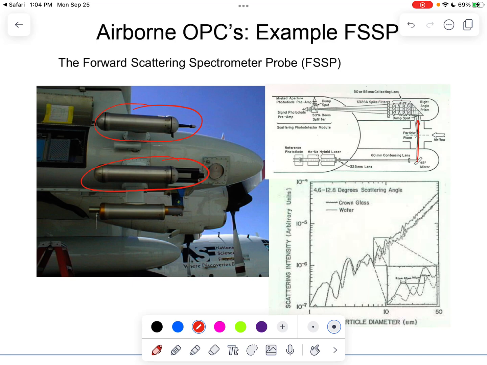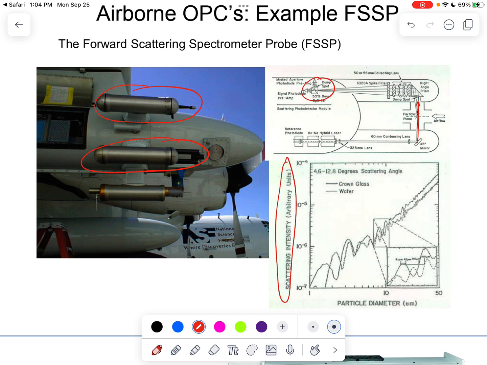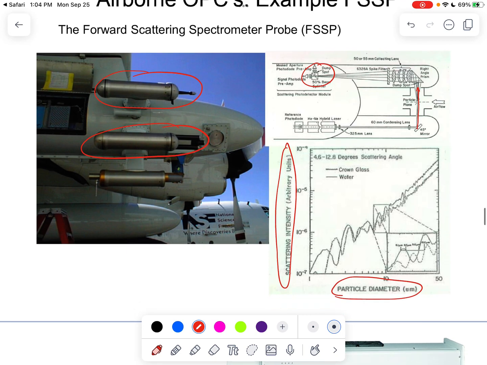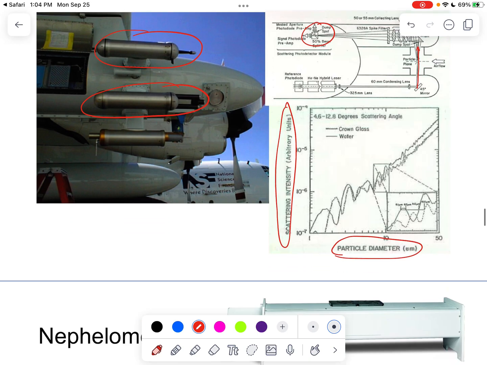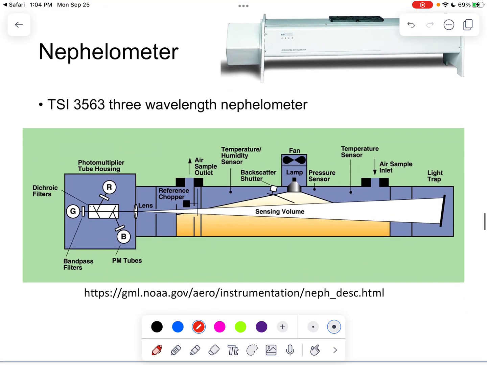That's the air going through these 2 probes, and then the other one contains the optics and also, let's say, the photodiode that collects the scattered light signal. And further, by using the scattering efficiency, there's a correlation between the scattering light intensity and the particle diameter, you can further calculate the size distributions of the particles.